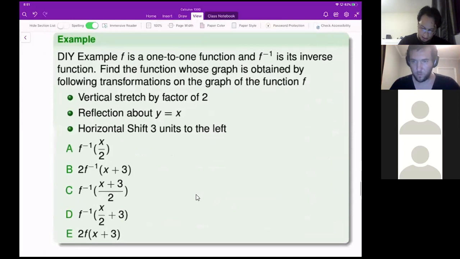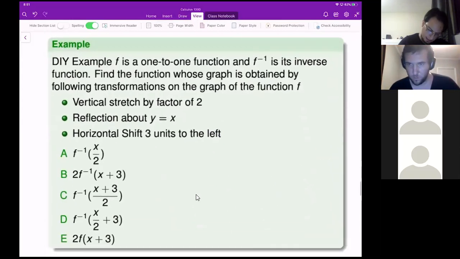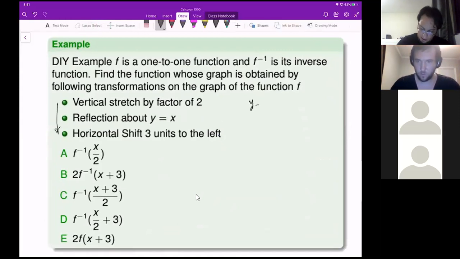Okay, so we are looking for a function whose graph is obtained from the graph of a one-to-one function after we apply these three transformations. One is that, okay, y equals f of x. That's the starting point. Then we apply this operation here. It says vertical stretch by factor 2, so it means that we multiply the function by 2, giving 2f of x.